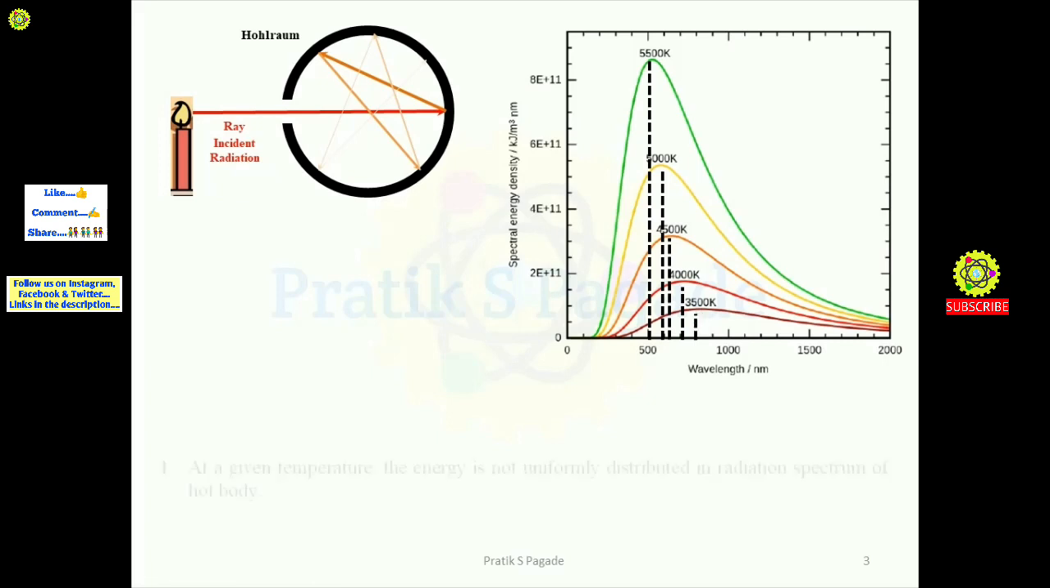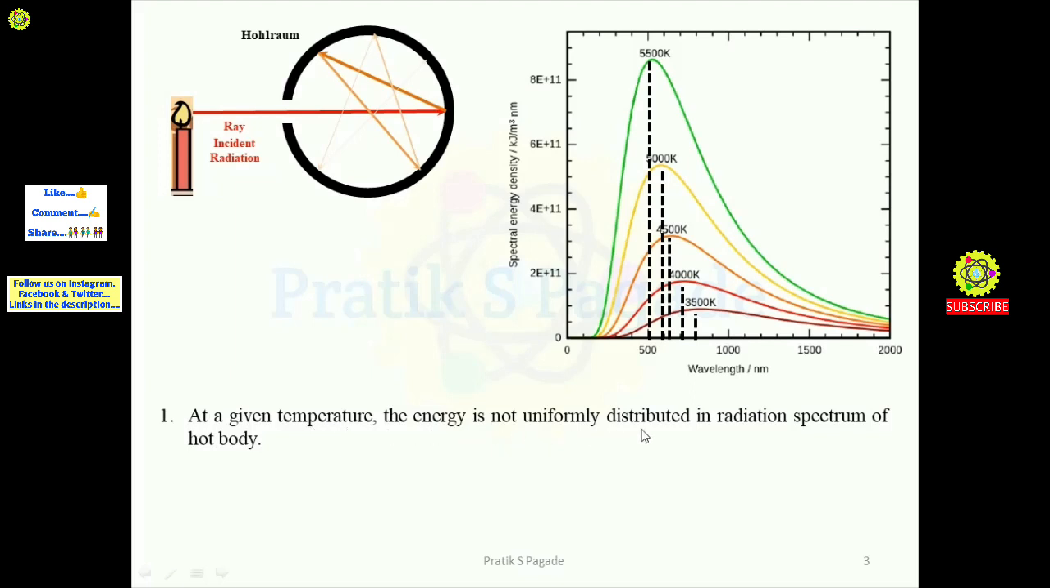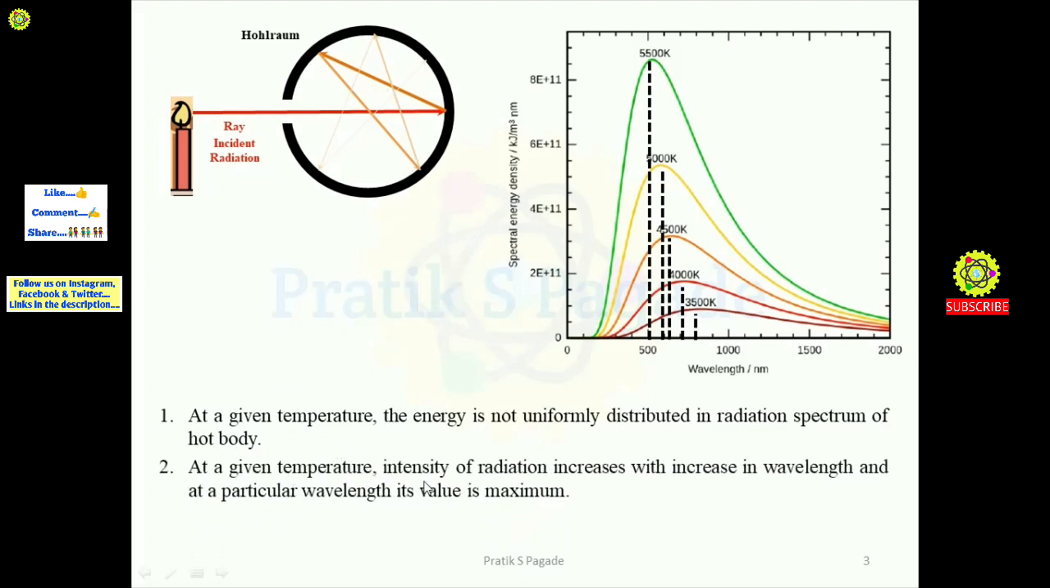Okay, now see further. At a given temperature, the energy is not uniformly distributed in the radiation spectrum of a hot body, as we have seen here. At a given temperature, the intensity of radiation, or we can call it spectral energy, increases with increase in wavelength, and at a particular wavelength its value is maximum. Further, as the wavelength increases, the spectral energy decreases. Now further, with increase in temperature, the wavelength at maximum spectral energy decreases, as we have seen here.